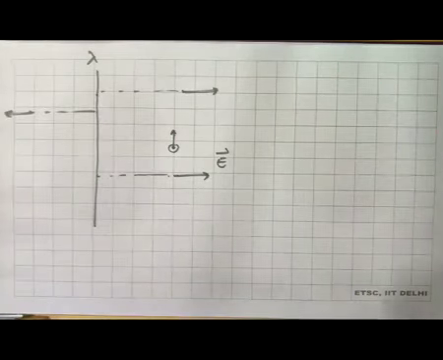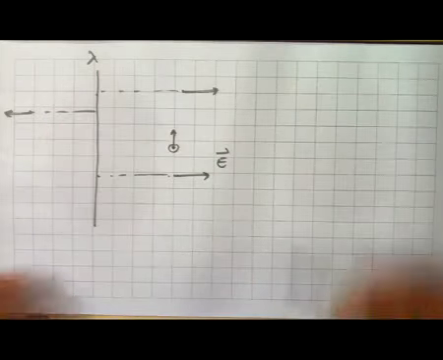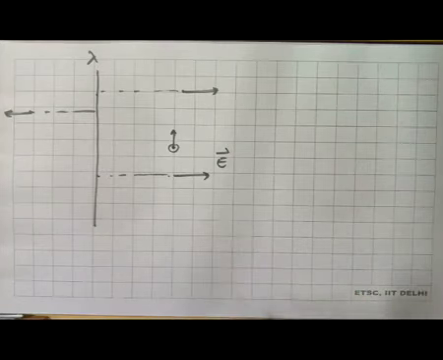So, electric field has to be pointing away from this line charge, because it is a positive line charge distribution. If it was negative, all the vectors would be pointing towards the line charge. So, electric field will be pointing away from the line charge. That is the first thing.